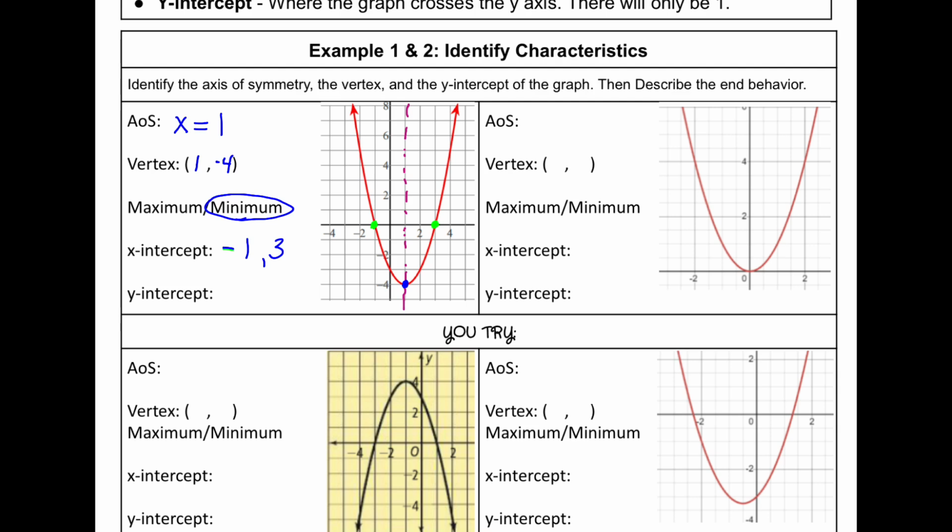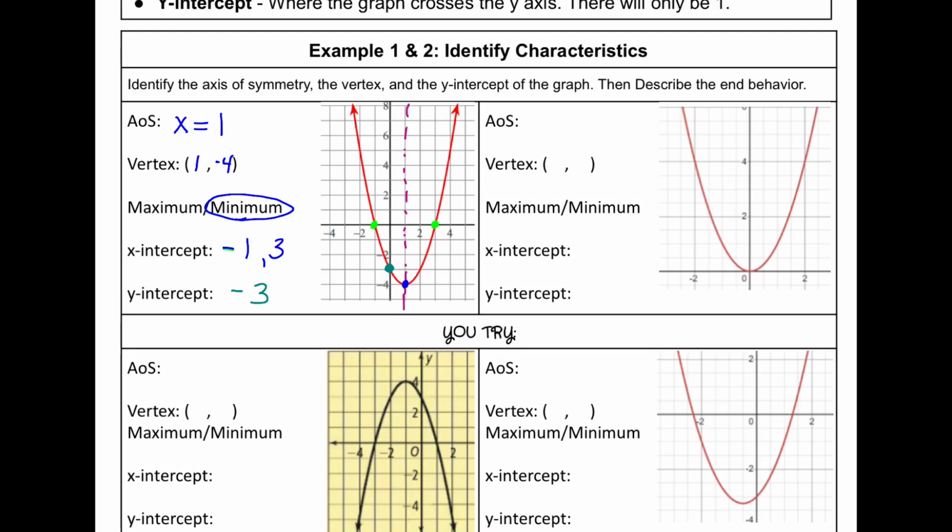Our y-intercept is where does it cross the y-axis? We can see that that graph right here crosses the y-axis at -3. So those are the points that we're trying to find from the graph. We'll be figuring all these out later, but for now we just need to know what they are.